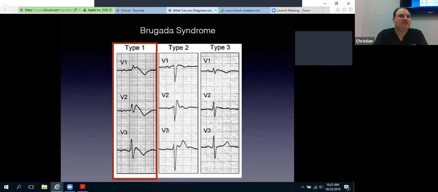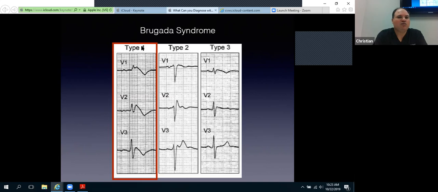Brugada syndrome. This is a syndrome of sudden cardiac death. It presents with a pattern of right bundle branch block, with the terminal portion of that R wave giving a deep inverted T wave. This is because of sodium channels in general that are causing this.